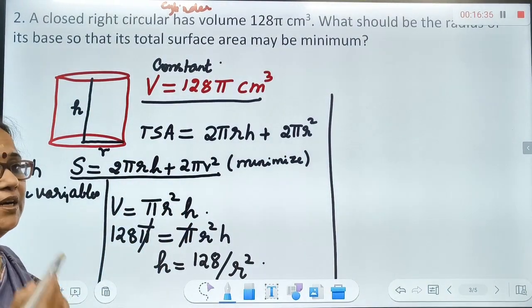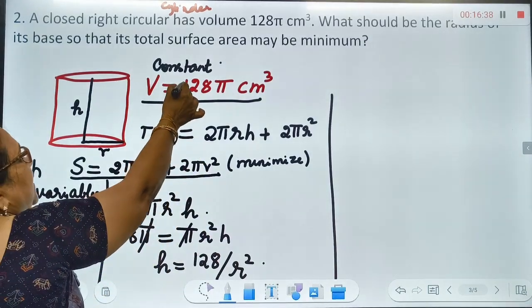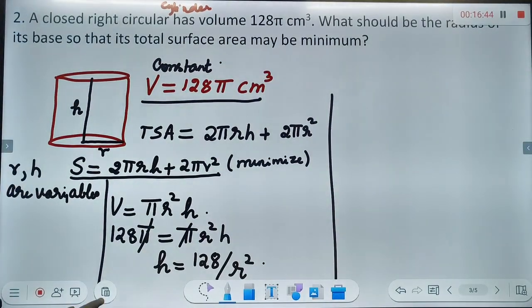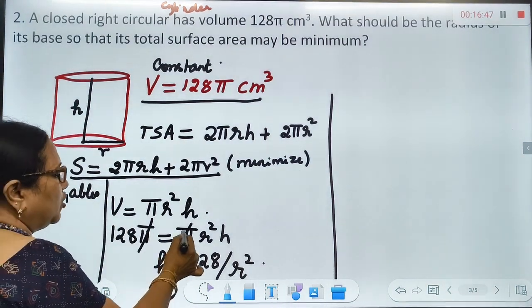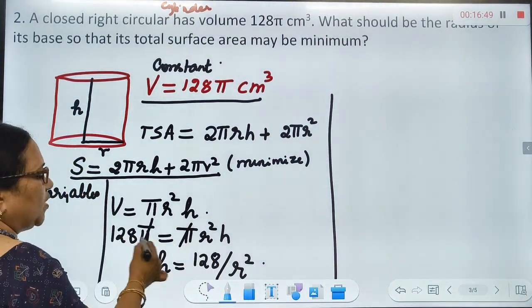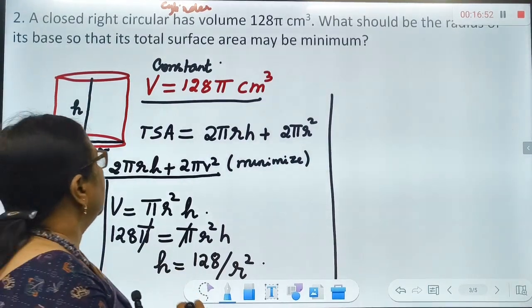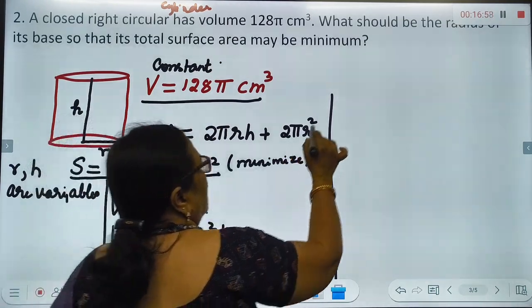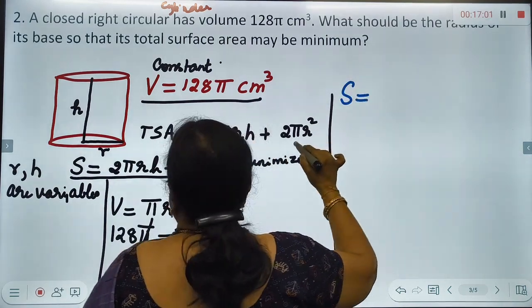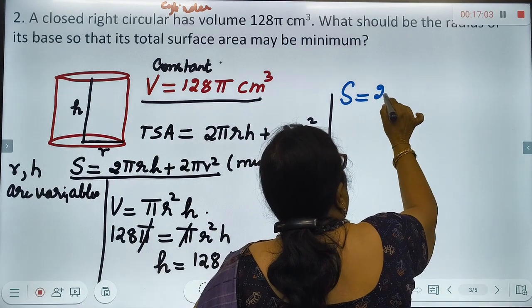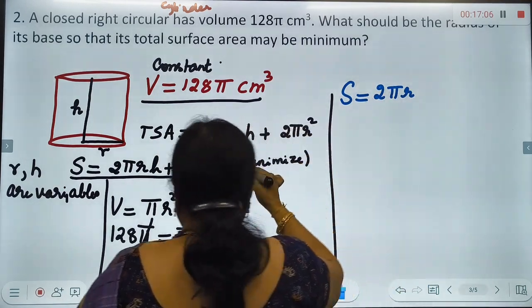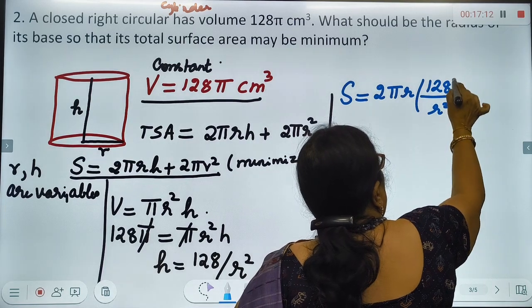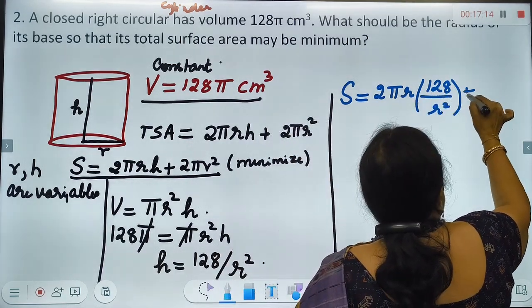How do I write one variable in terms of the other? Use the data that is given. Volume is pi r square h. Volume is 128 pi. So 128 pi equal to pi r square h. So h is equal to 128 by r square. Now we will substitute in S. Now S is equal to 2 pi r into h. h is what? 128 by r square, plus 2 pi r square.